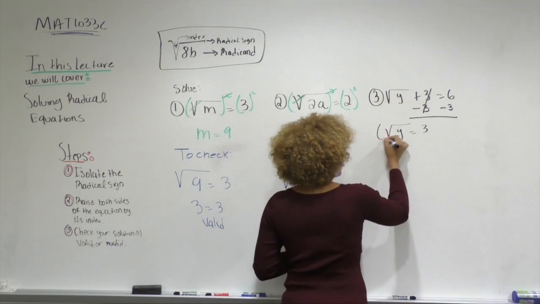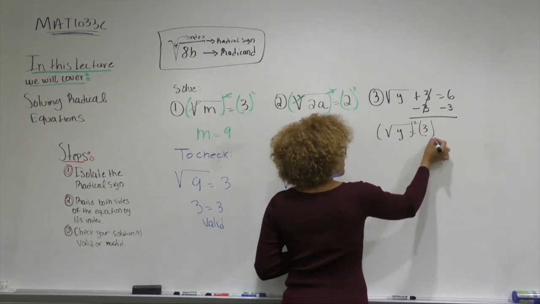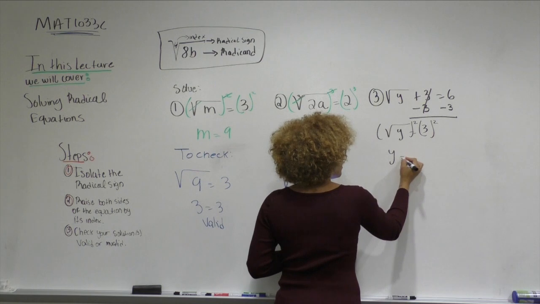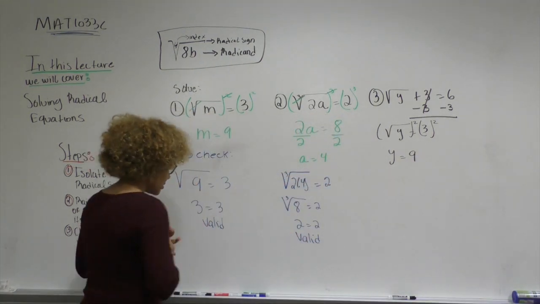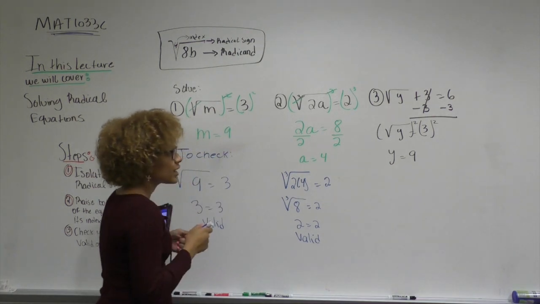So I'm going to raise it by the index, in this case, which is 2. So I have y equals 9. Okay. Now I need to go ahead and check my work to see if that 9 is okay.